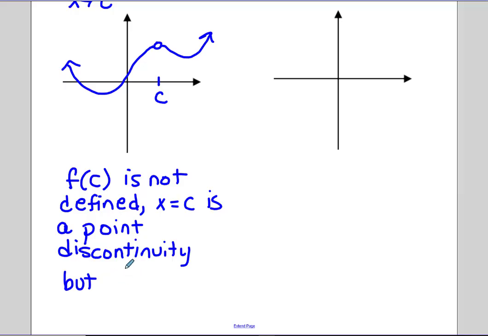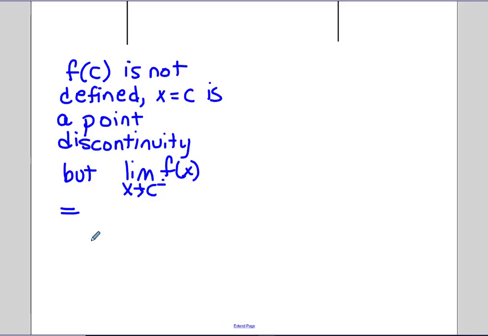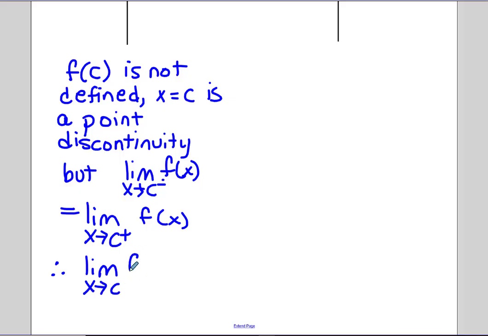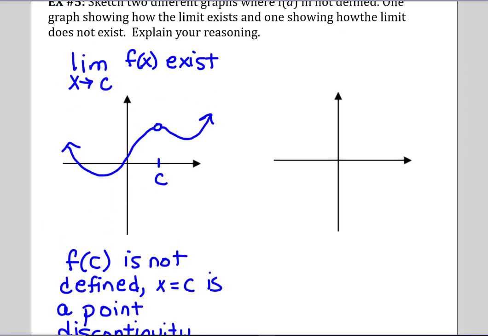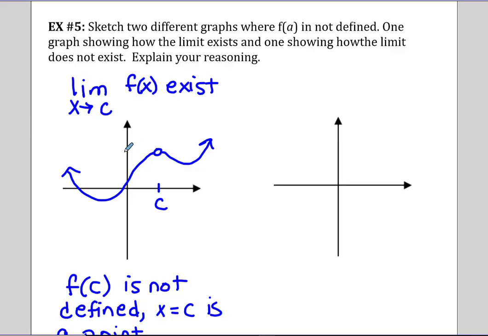But the limit as you approach c from the left is equal to the limit as you approach c from the right. Therefore, the limit at c on our function exists. The function value is not defined there, but this is the limit. Whatever that number is, this would be our real number.